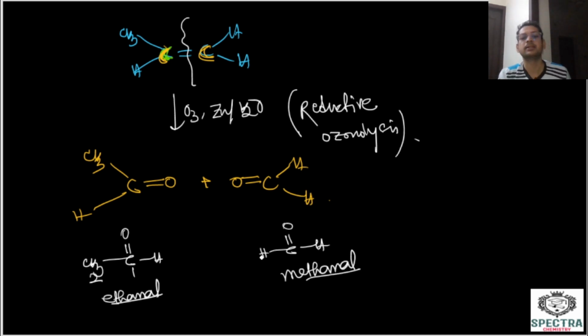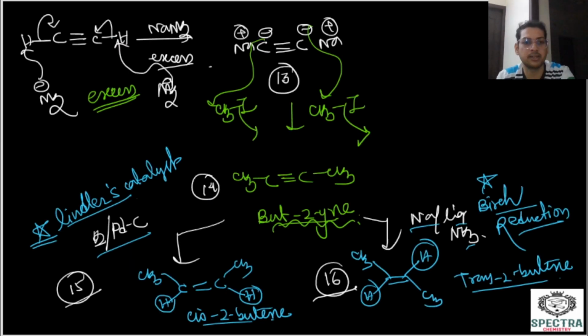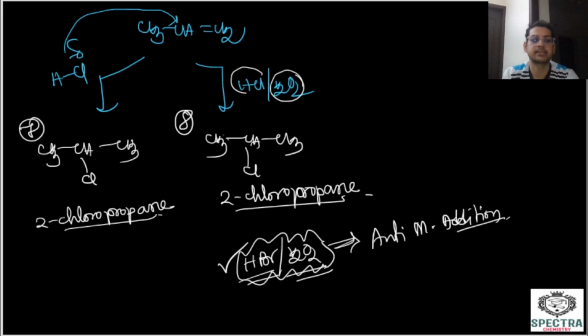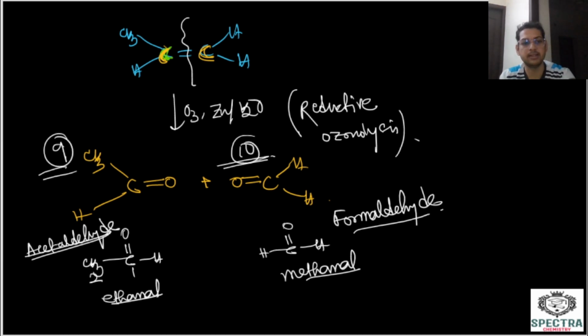But I told you that you have to understand the common names of these also. Ethanal, the common name is acetaldehyde. In class 12, you need this. Very important. Methanal, what is the common name? The common name is formaldehyde. Okay? Formaldehyde. So these are your... just let me go to the top. 9 plus 10. Yes. So this is your 9 and this is your 10. I guess our job is done.